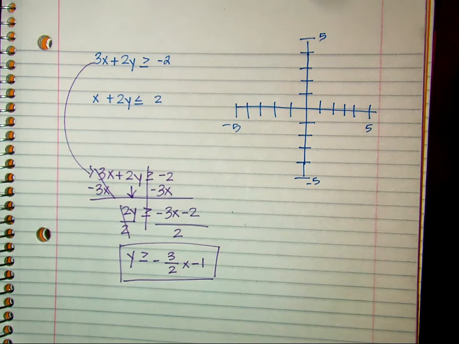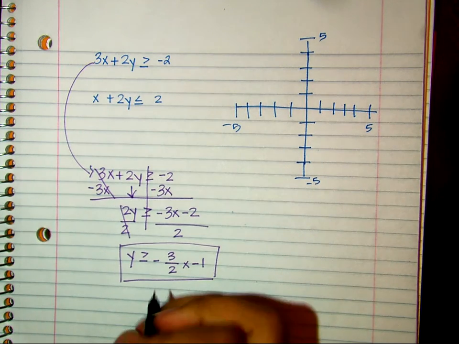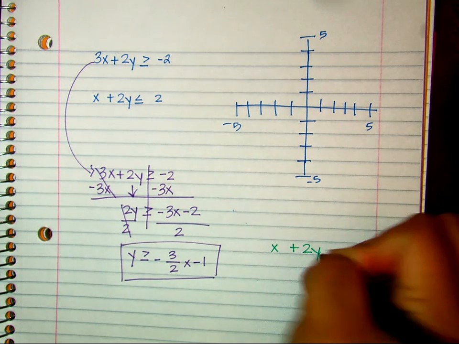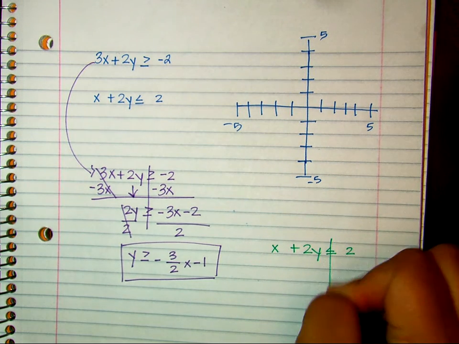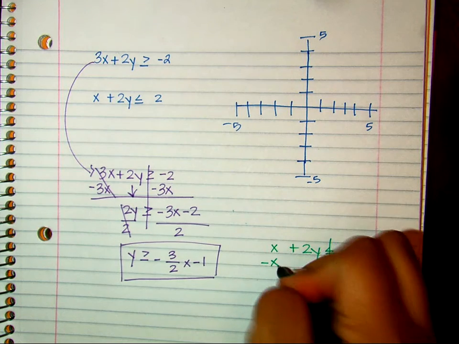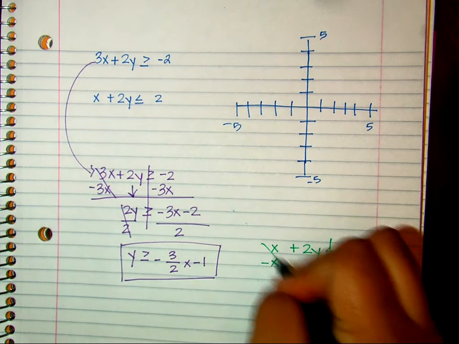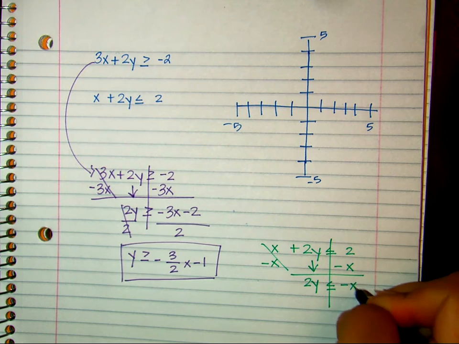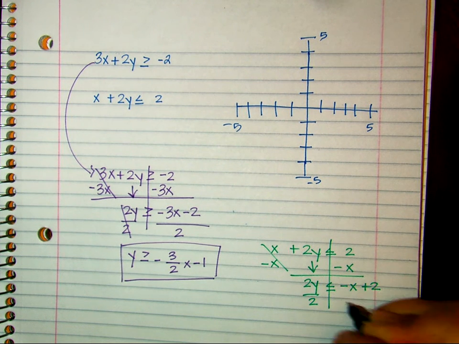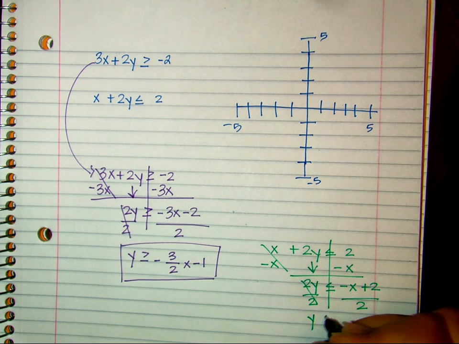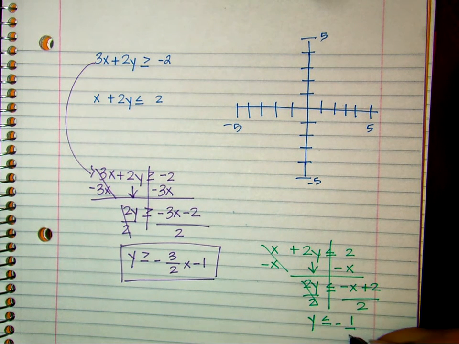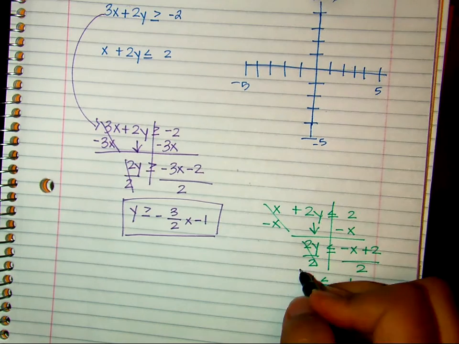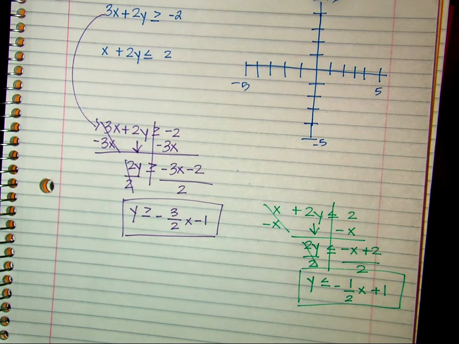And now I need to solve for the second one. So now I'm going to have x plus 2y is less than or equal to 2. So I need to get y by itself. So now I have negative x plus 2. Now I'm going to divide both sides by 2. So this gives me negative 1/2 x. 2 divided by 2 is plus 1. So now I have two new inequalities.